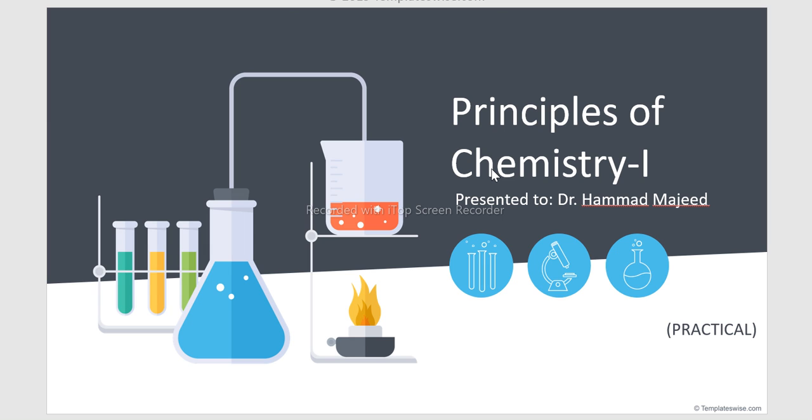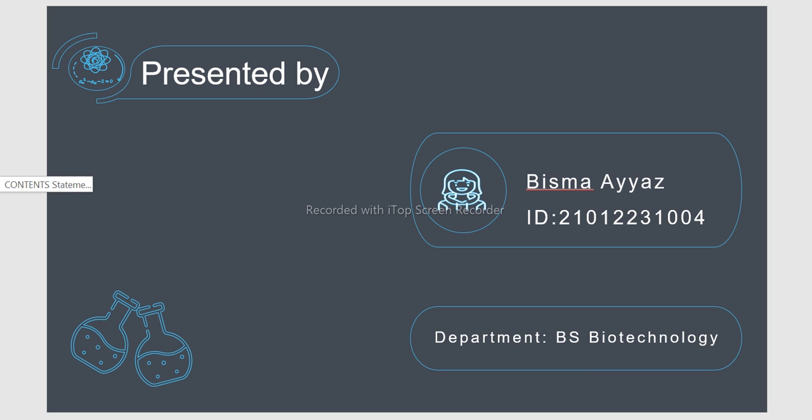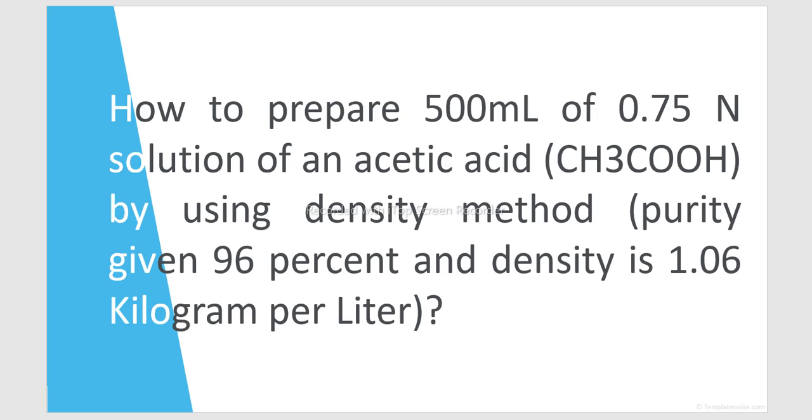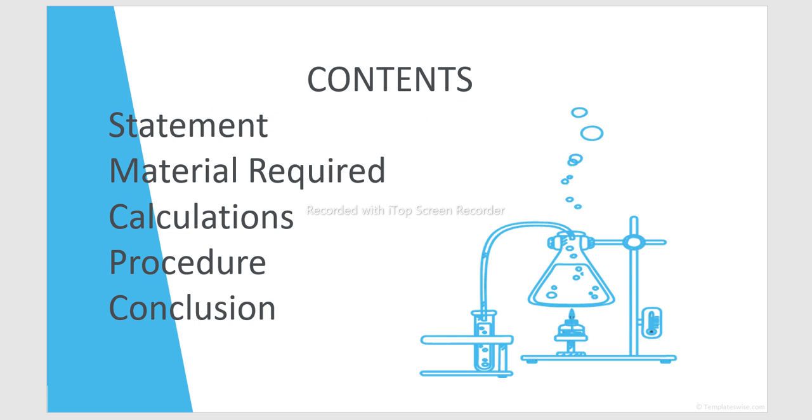My subject is Principle of Chemistry 1 and the topic I'm going to present to you all is how to make a normal solution of acetic acid. So let's have a look at the contents. The contents include the statement about what is to be prepared, the material required to prepare it, the calculations, then the procedure which includes steps to do in the lab, and then the conclusion.